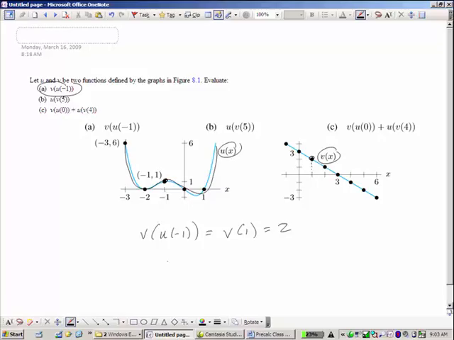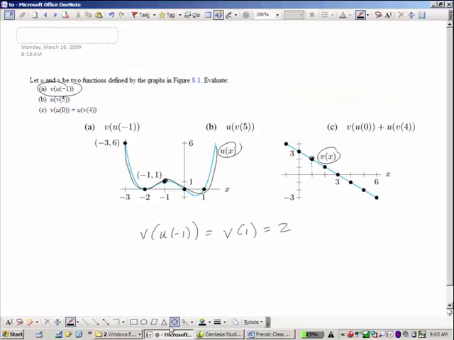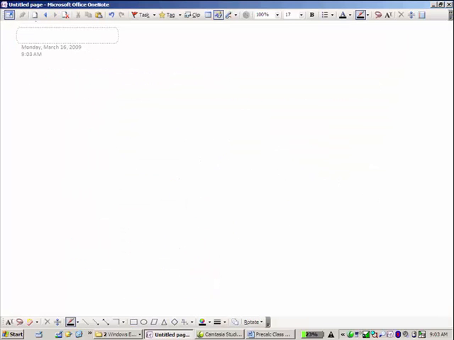And then last but not least, let's go back to the classwork, and let's do number 3. 2 and 3 are both equations, so we'll try 3, and if we have time, I don't know if we will, we'll do 2. All right.